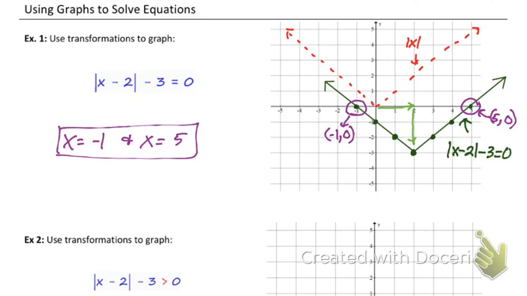And if you check it, if I plug -1 in here, I'll have -1 minus 2, which is -3. Absolute value of -3 is 3. 3 minus 3 is 0. If we try the same thing for 5, 5 minus 2 is 3. Absolute value of 3 is 3. 3 minus 3 is 0. These aren't hard to check your answers.